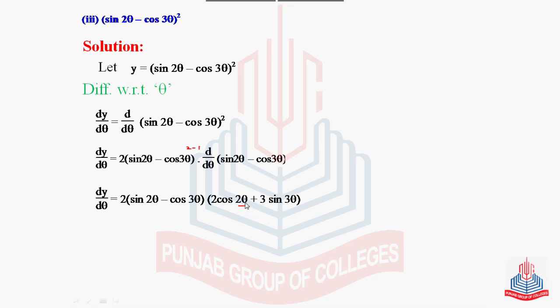Differentiation of 2 theta will be 2, plus the derivative of cos theta, which is minus sine theta. So this minus and minus will become plus, and the derivative of cos will become sine, the angle is 3 theta, and then the derivative will apply on this angle 3 theta, which is 3. So this is the direct result: the derivative of sine 2 theta is 2 cos 2 theta, plus the derivative of cos 3 theta will become 3 sine 3 theta.